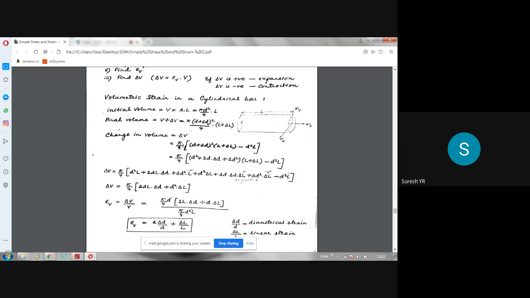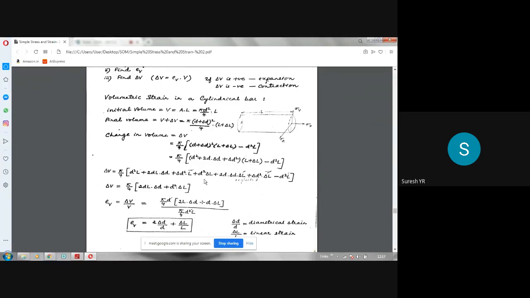Now, what is the change in volume? This minus this. So final volume minus initial volume is the change in volume. Just subtract this from this. So I have shown here all the steps. So once again, if you simplify this and if you neglect the smaller terms, suppose if we have delta D square term, delta L square term, so those things can be neglected. So product of two smaller quantities is still smaller, and that term can be neglected.